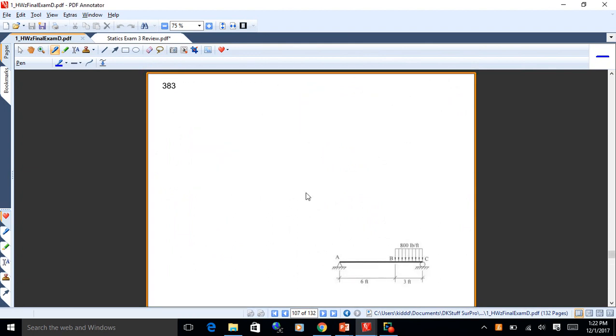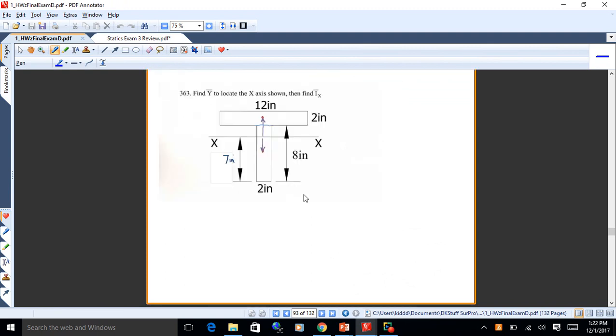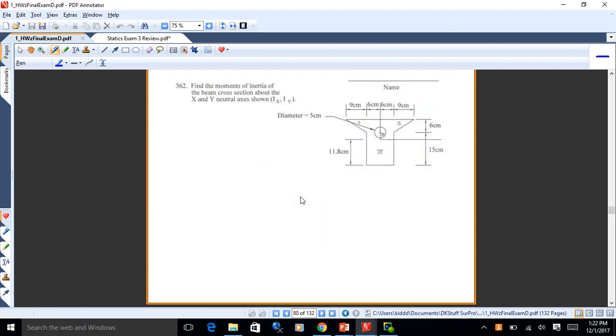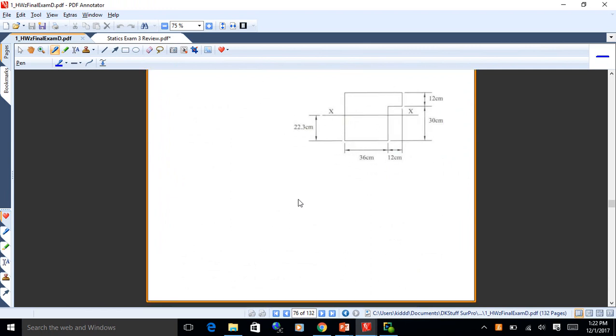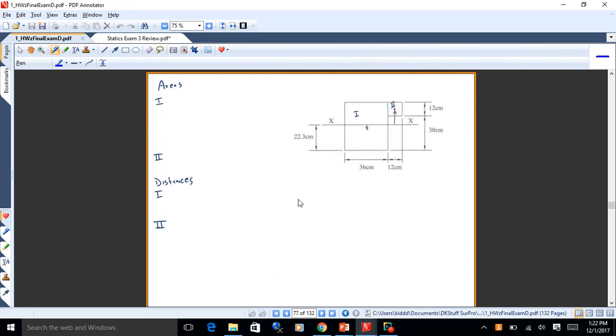Why don't we look at this moment of inertia stuff? I'll have some keys posted for some of these things if you want to look them over. This is due with the test, these moment of inertia, and also the shear and moment equation problems.